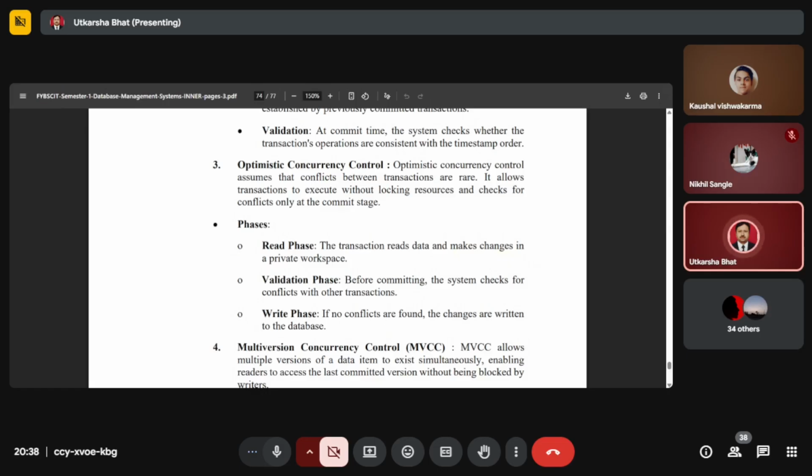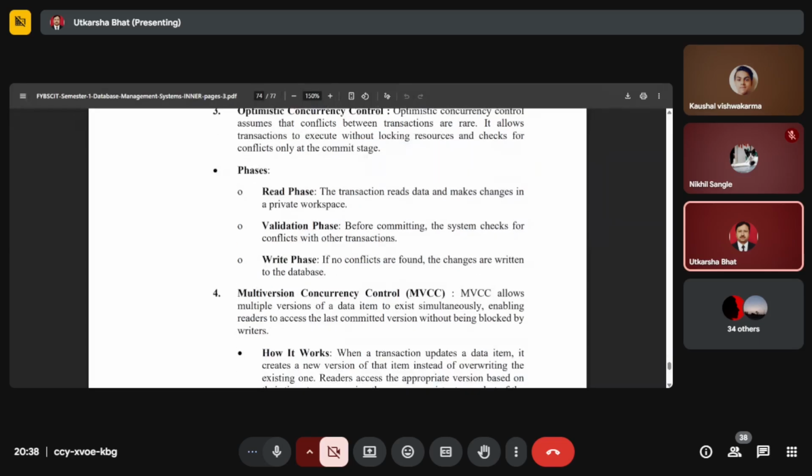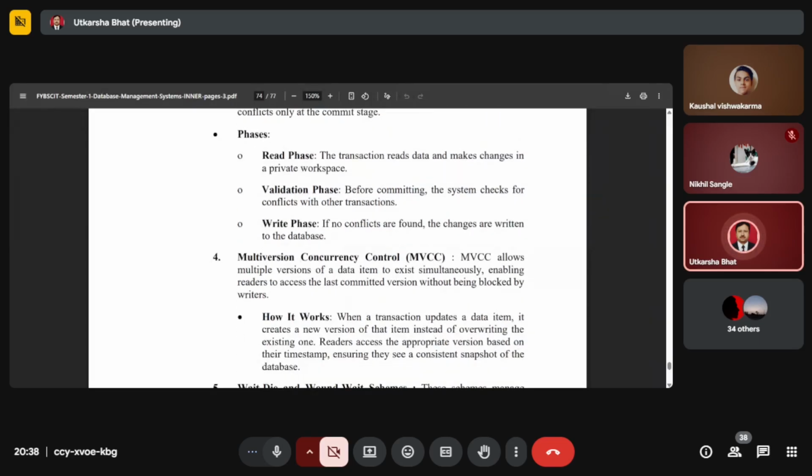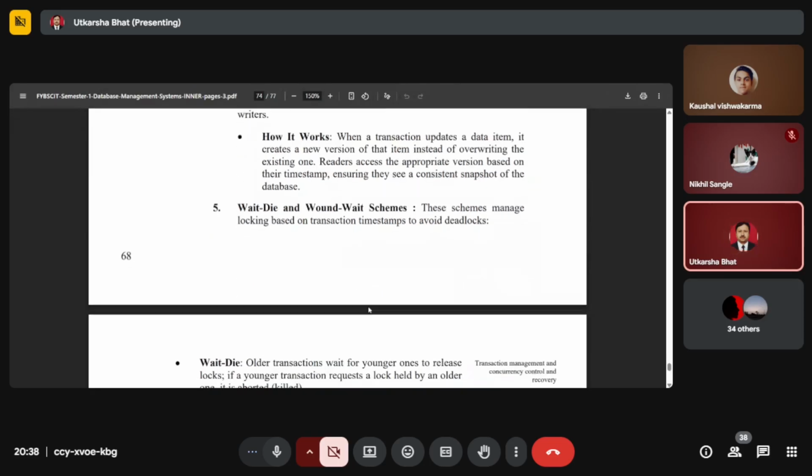Multi-version concurrency control, MVCC. The theoretical part, you just read it and understand it very well. MVCC allows multiple versions of a data item to exist simultaneously, enabling readers to access the last committed version without being blocked by writers.